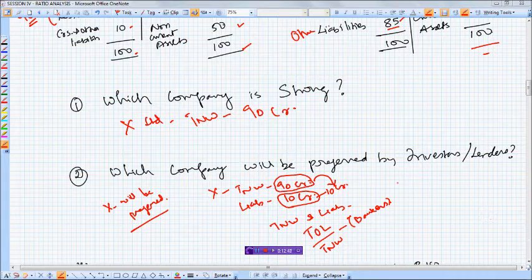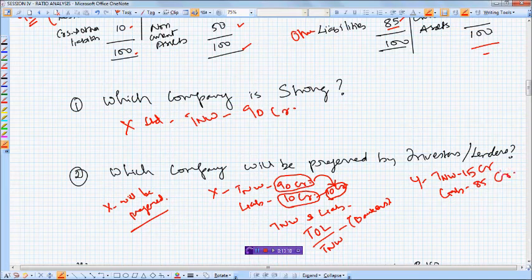vigorness. So if say company X defaults, it will be able to manage the situation because it has already got its net worth of 90 crore. So meeting 10 crore will not be a difficulty. But if you take company Y, where things are on the other side, its net worth is 15 crore and it has got liability worth 85 crore. So whether this company will be preferred by investors or lenders, the answer will be no.